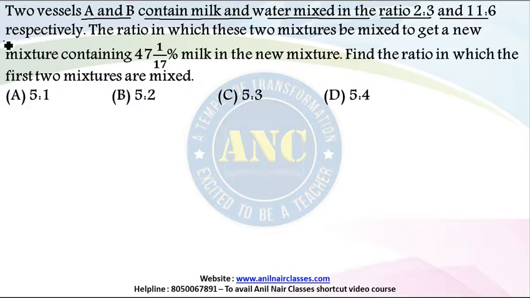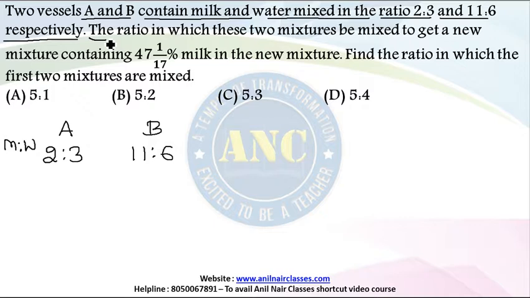and 11:6 respectively. Now there are two vessels. Vessel A and there is another vessel B. In the first vessel A, milk and water is in the ratio 2:3. This is the ratio of milk and water. In the second vessel B, milk and water is in the ratio 11:6. This is what is given in the statement.